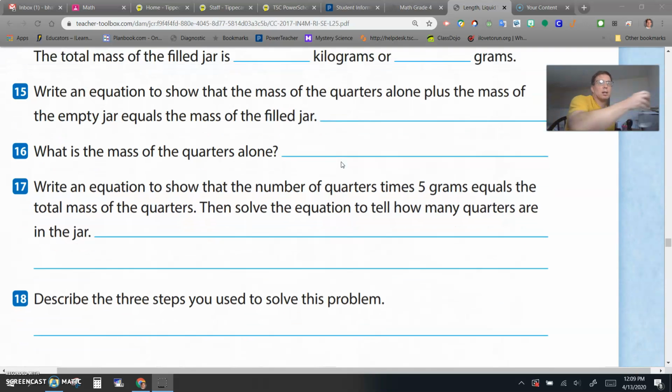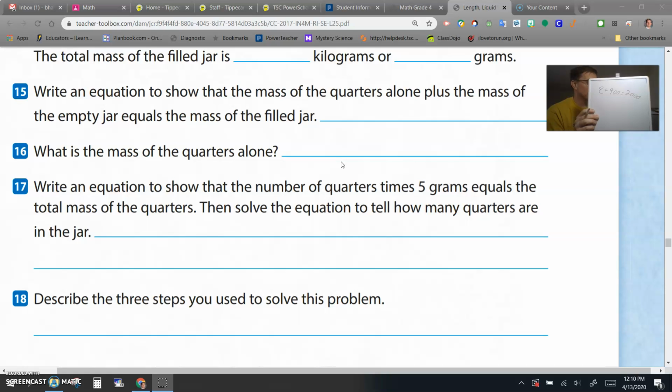Now write an equation to show the mass of the jar with the quarters alone plus the mass of the empty jar equals the mass of the filled jar. Kind of did it for you on the previous page on the bottom with the bar model, but what you should write down: we have quarters plus 900 equals 2,000. Okay, that is your equation to solve for Q, quarters. So the weight of the quarters plus 900 equals 2,000.